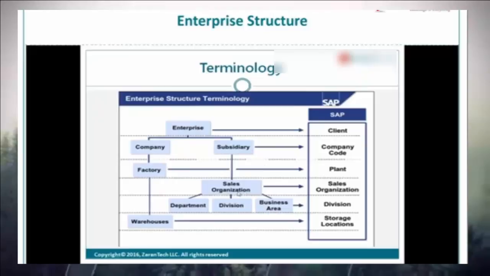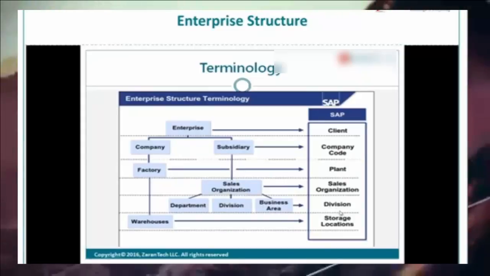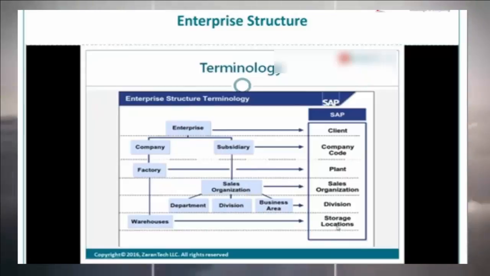Distributions at plant and distribution channels level, and then inventory management at storage locations level, into one plant. Also these plants are assigned to company codes, and the controlling area is assigned to company code, whereas the controlling area also can be assigned at the client level, the highest hierarchy level. Okay.